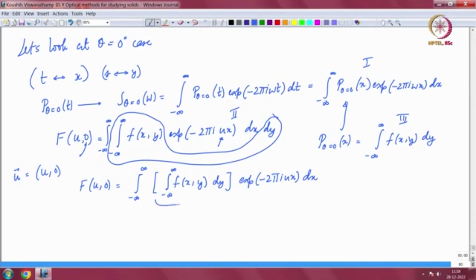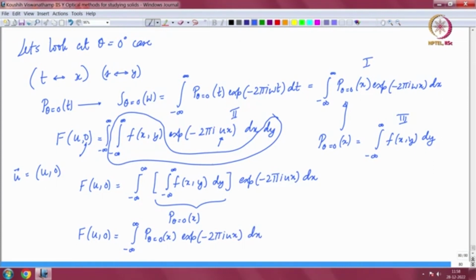Okay. This is p of theta equal to 0 of x because of this. So, f of u comma 0 is the integral from minus infinity to plus infinity. Let me erase this line, since you know what it is: p theta equal to 0 of x, exponential minus 2 pi i u x dx.